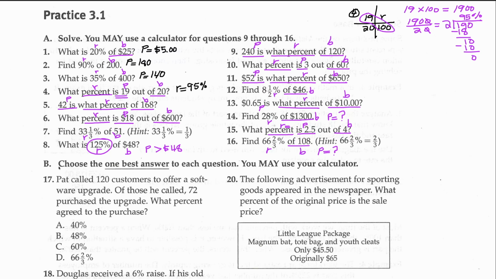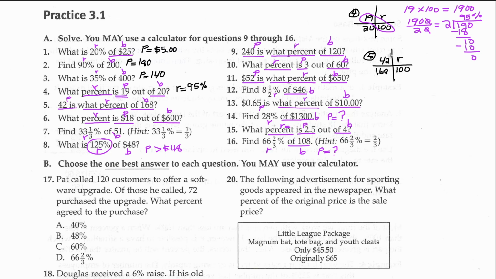For number 5, the percent is still missing. So we still do the same thing. Write number 5 here and a big plus. So the 100 goes here. The R is missing, so we don't know what the value is. That's what we're looking for. The 168 goes on the bottom, and the 42 goes on the top.